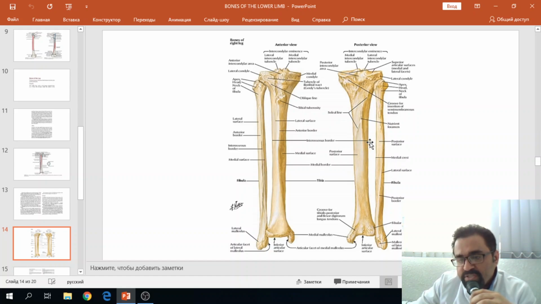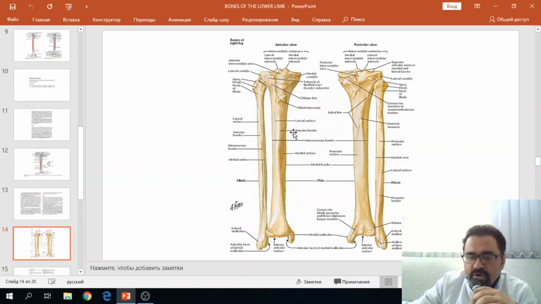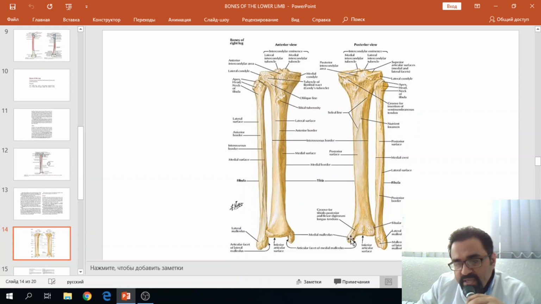So how many surfaces are there? There is a posterior surface, a medial surface, and a lateral surface. Three surfaces and three borders on the tibia. We can see this is the medial malleolus. There is the inferior articular area, and then there is the groove for the tibialis posterior. This is the groove for the tibialis posterior.